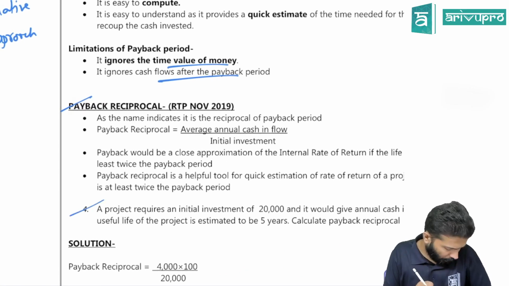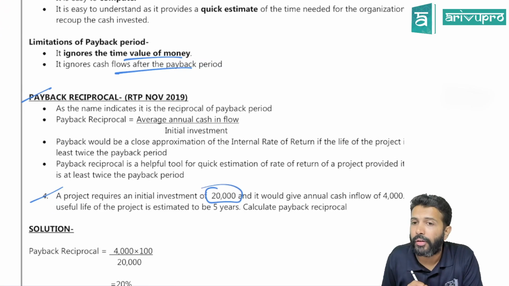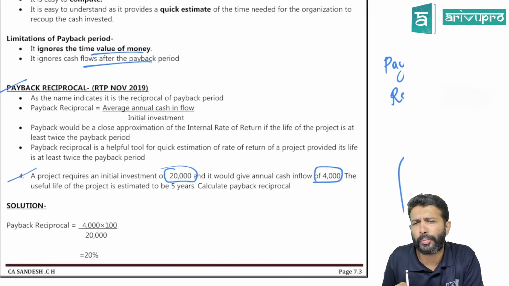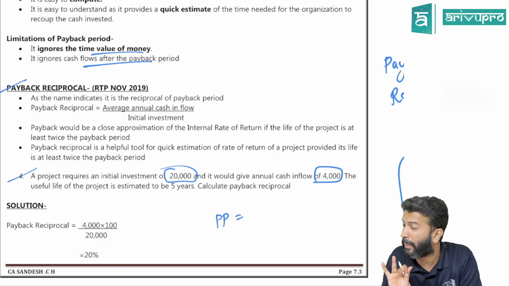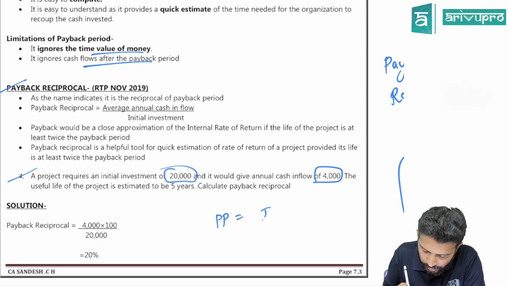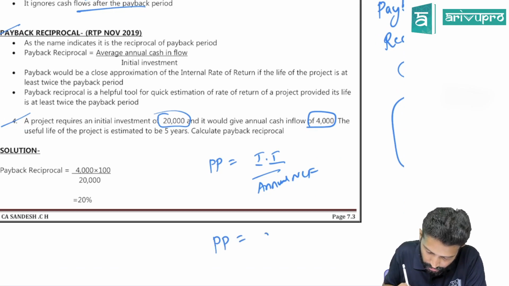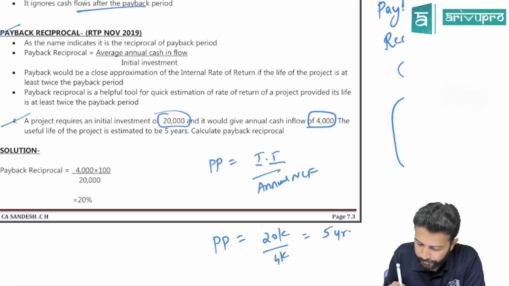Question number 4, the last one for the day. A project requires an initial investment of 20,000. It would give an annual cash flow of 4,000. Every year the cash flow is the same. If it is the same, what will be your payback period? Not payback reciprocal, payback period. How do you get payback period? Initial investment divided by annual net cash flow. Initial investment is 20,000. Annual net cash flow is 4,000. So your payback period is 5 years.